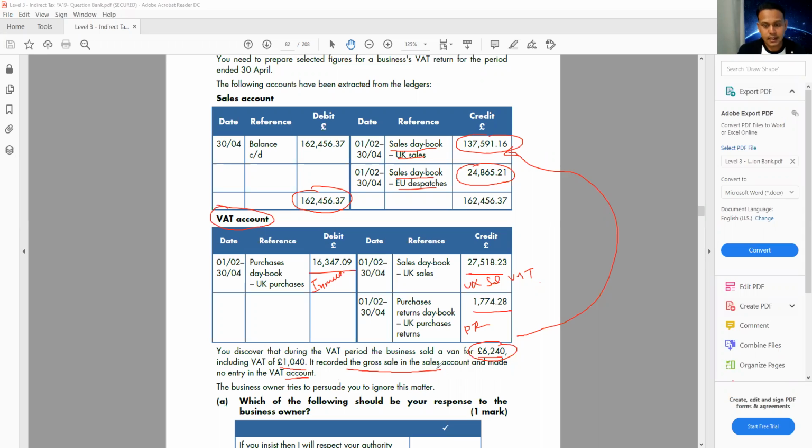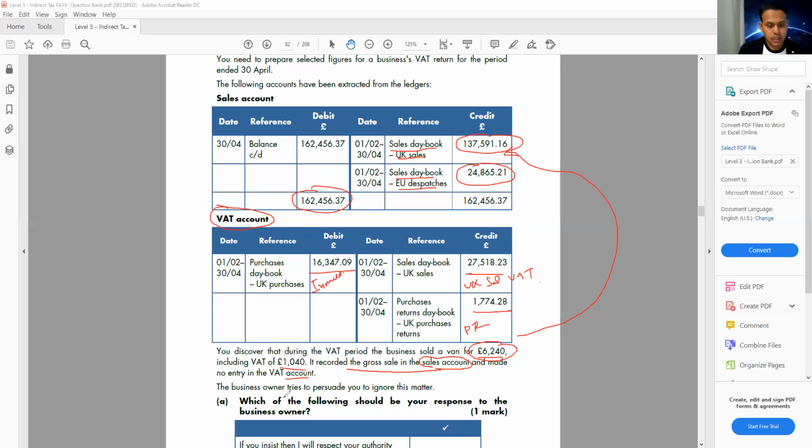Now on the sales account, we only record the net, isn't it? On the sales account, we don't record the gross. But mistakenly, for the van, we recorded the gross. That means we included the figure with the VAT.